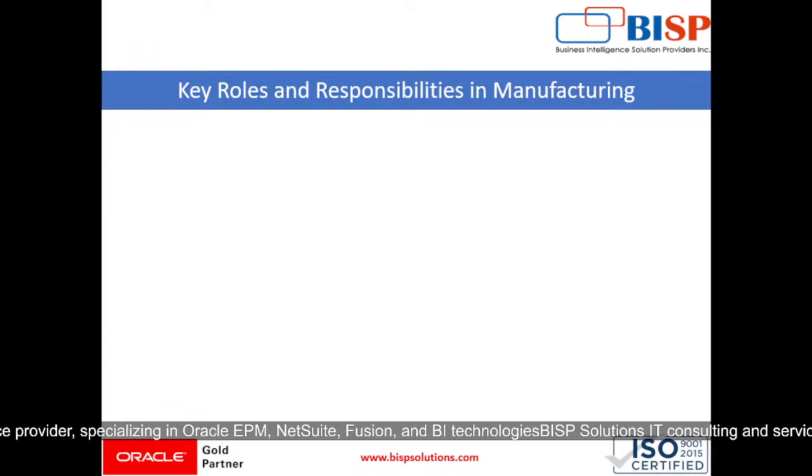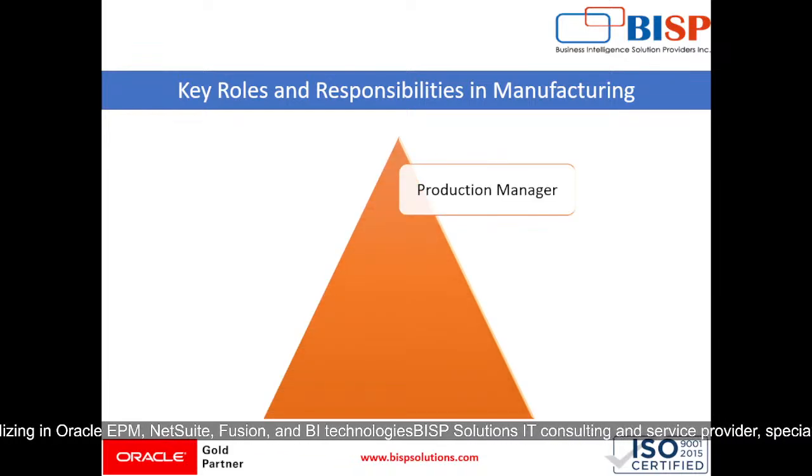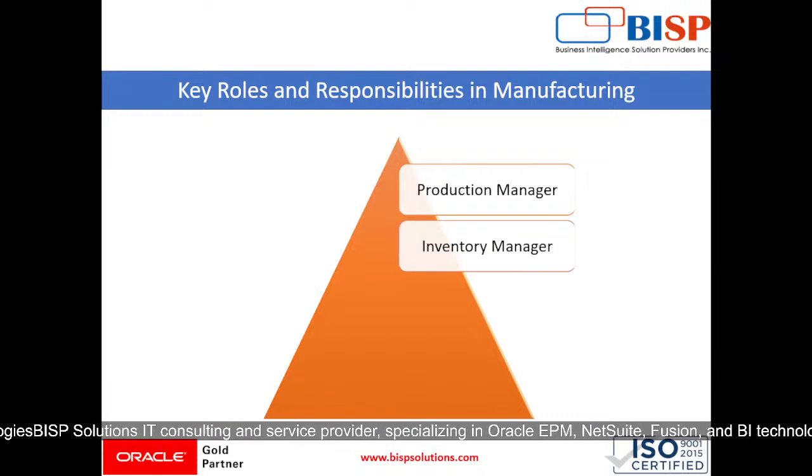Next comes key roles and responsibilities in manufacturing. First is the production manager, who oversees production schedules and workflows, manages work orders and ensures timely order fulfillment, and also monitors resource availability and inventory levels. Then comes our inventory manager, who manages raw materials and finished goods inventory, tracks stock levels to prevent shortages or overstock, and coordinates inventory movement across locations.